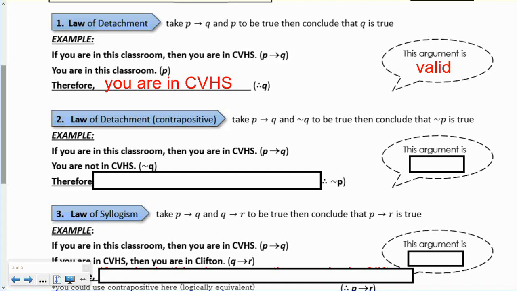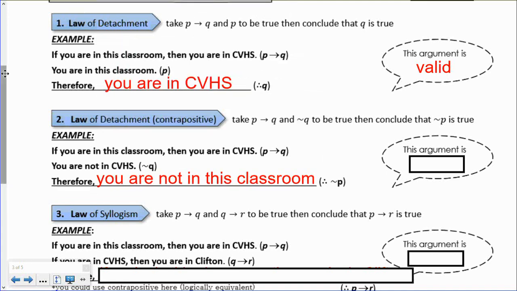It says, if you are in this classroom, then you are in CVHS. True, right? Okay. You are not in CVHS. Therefore, you're not in this classroom. That's how the law of detachment with the contrapositive works.